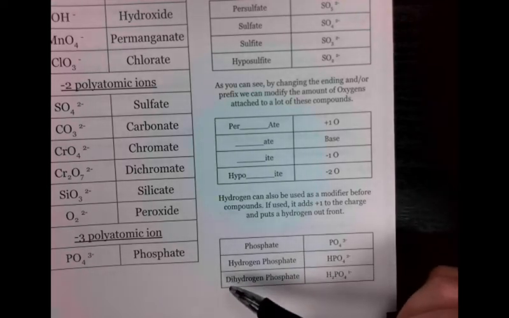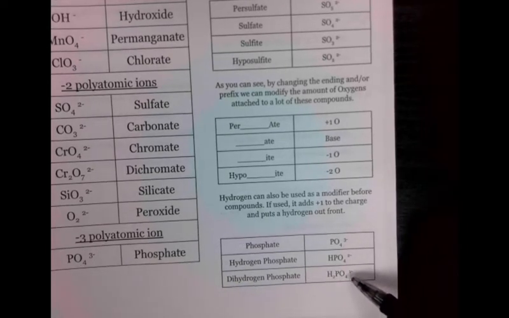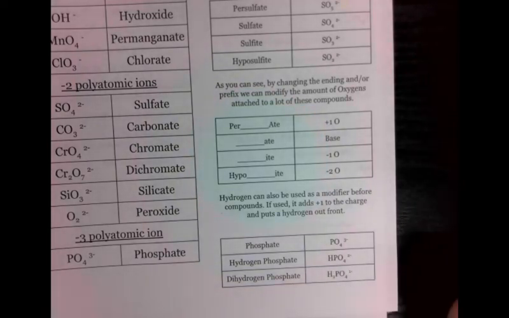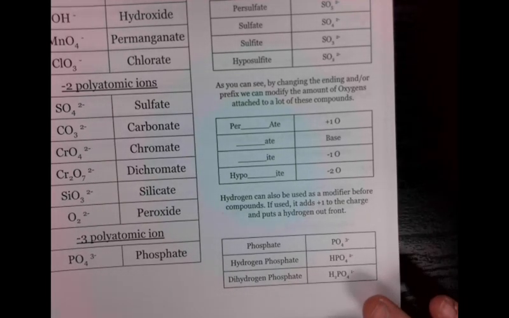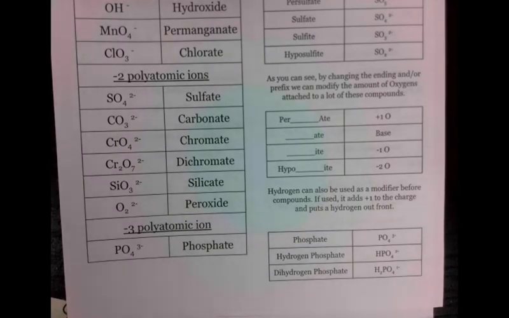Dihydrogen phosphate, di means 2, so dihydrogen phosphate, H2PO4, but now we have 2 hydrogens that we've added out front, so we're going to drop the charge by 2, and it would just be a -1 charge. Okay, hopefully that makes a little bit of sense. You really are going to just need a lot of practice.